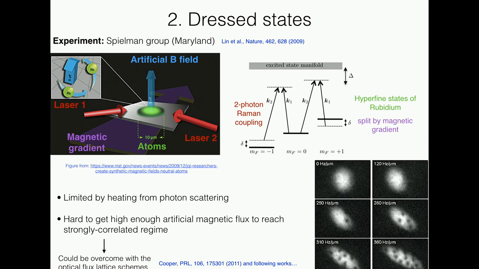Okay, one of the problems with this is that they actually were limited by photon scattering. So you can't, unfortunately, detune this from the excited state manifold as much as you would like for this species. And so the experiments kind of hit a bit of a brick wall, again, if they wanted to get more magnetic field coming through. And this is just to show you that, indeed, they see the vortices. So it really does work. These are the vortices showing that they have this artificial magnetic field.